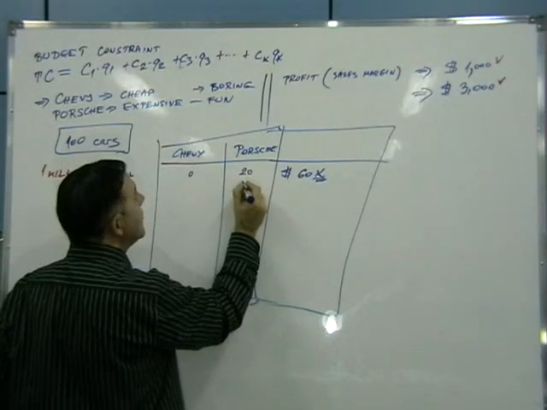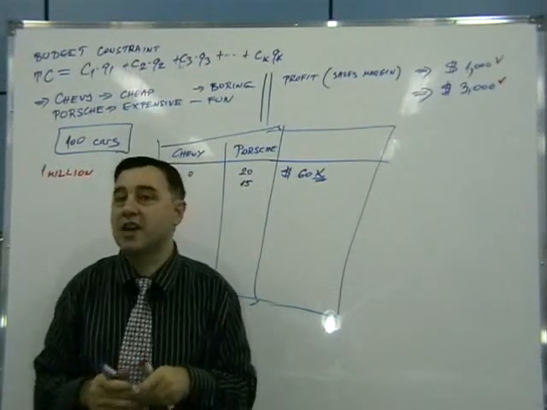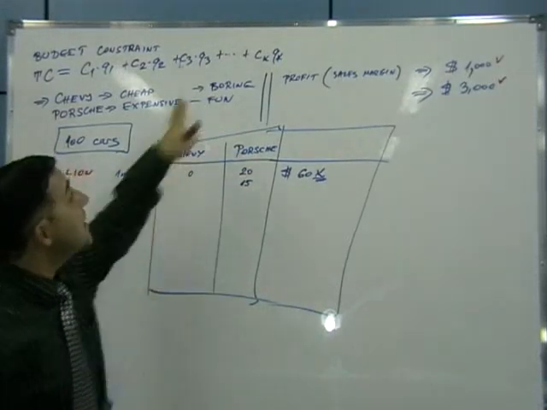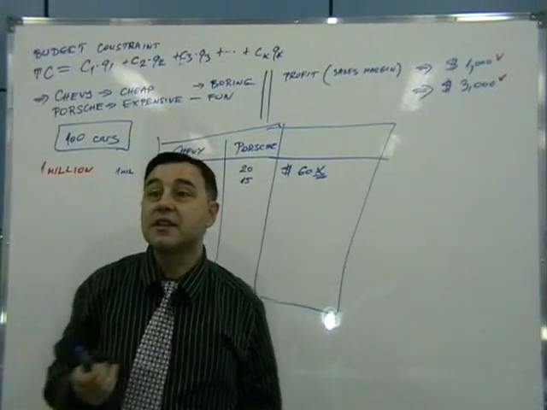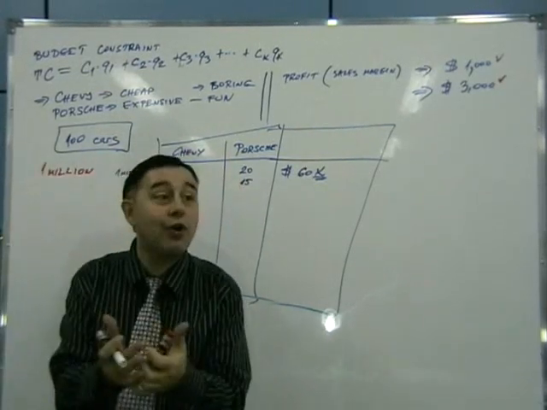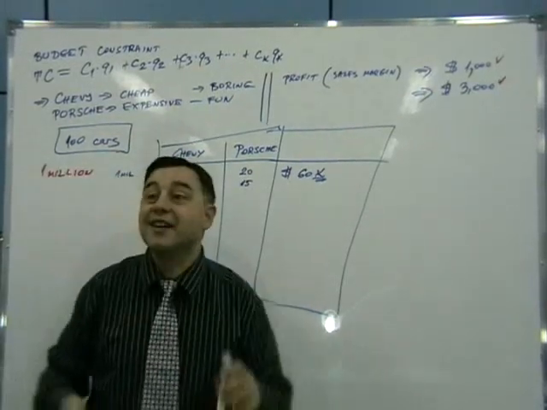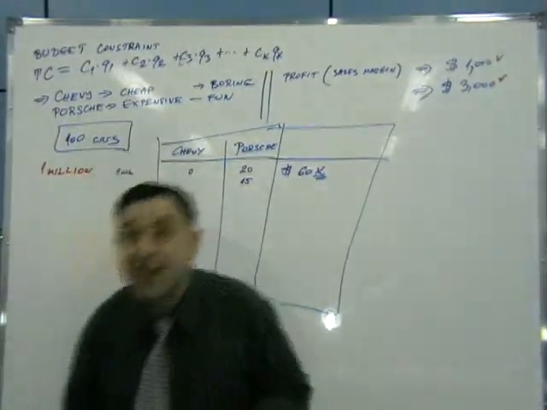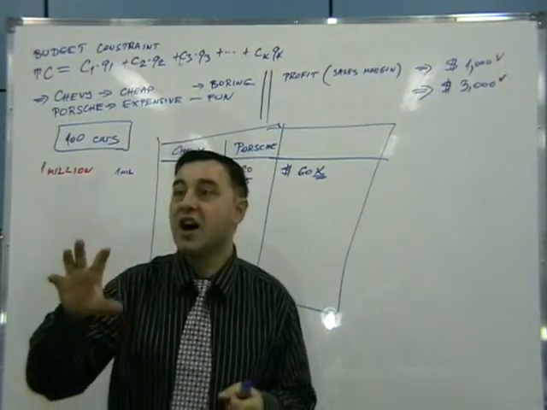The next alternative will be, let's say, 15 Porsches. If we get 15 Porsches, how many Chevys do we get? The Chevy is 10,000 and the Porsche is 50,000. So we cut down 5 Porsches, and 1 Porsche equals 5 Chevys. Again, this is what we call opportunity cost. The opportunity cost of 1 Porsche is 5 Chevys, and the opportunity cost of a Chevy is 1/5 of a Porsche.